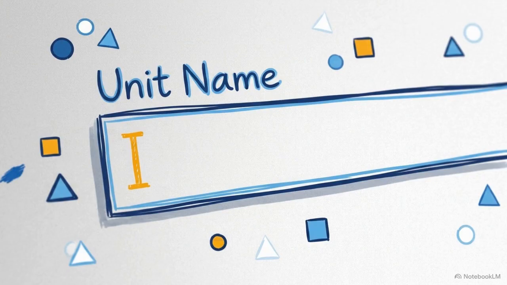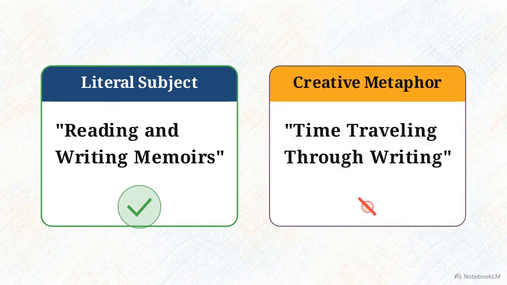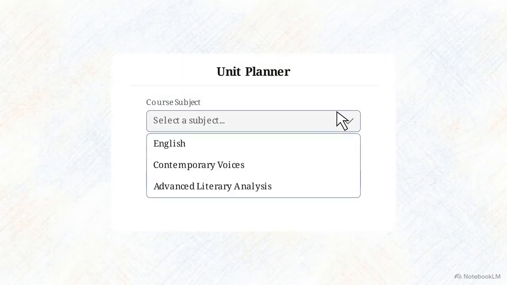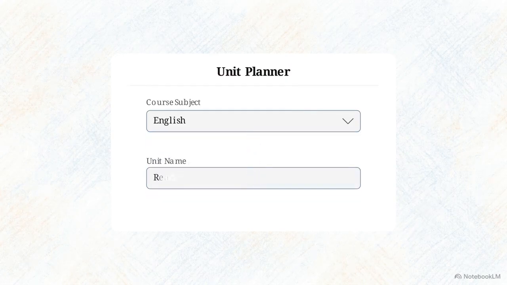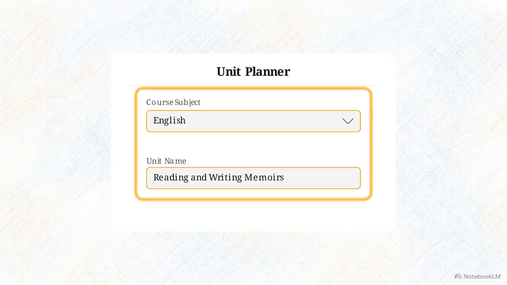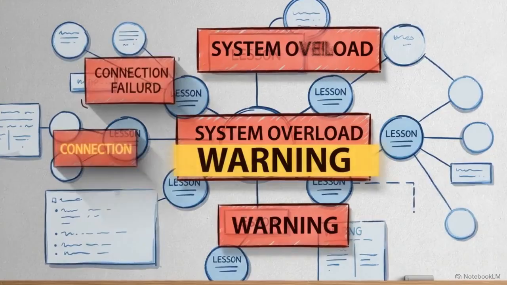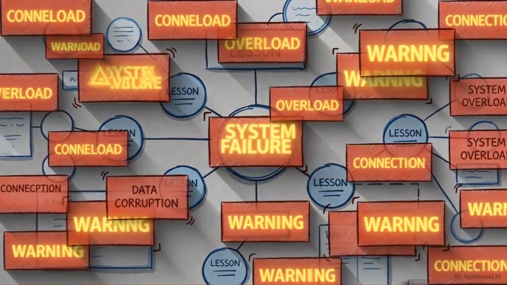Be literal here. A title like Reading and Writing Memoirs will yield much better results than something creative like Time Traveling Through Writing. For the subject or course name, you want to do the exact opposite. Use a broad category like English rather than a highly specialized course name like Contemporary Voices. Providing a highly specific topic alongside a broad subject category gives the AI clear boundaries. If your inputs are too abstract or specialized, the software will struggle to align its suggestions with standard educational practices.